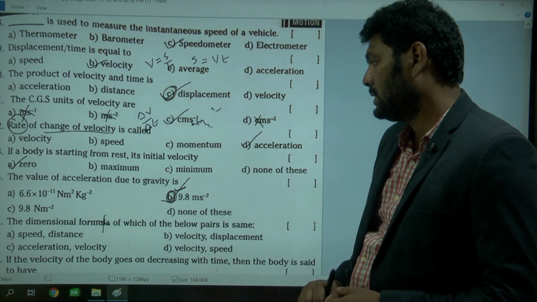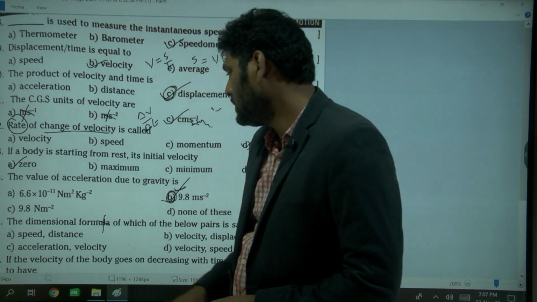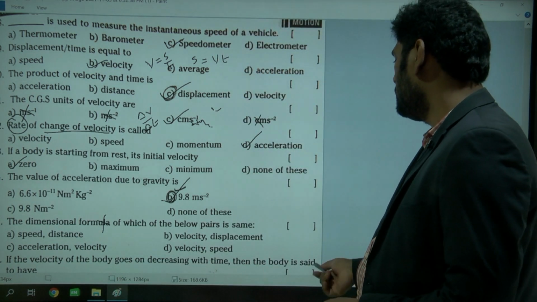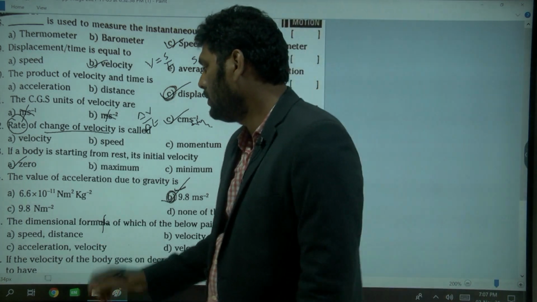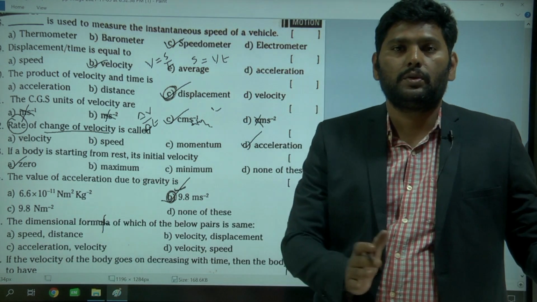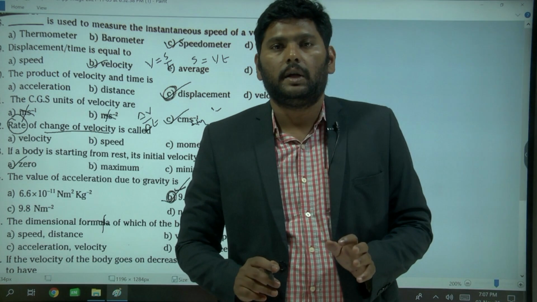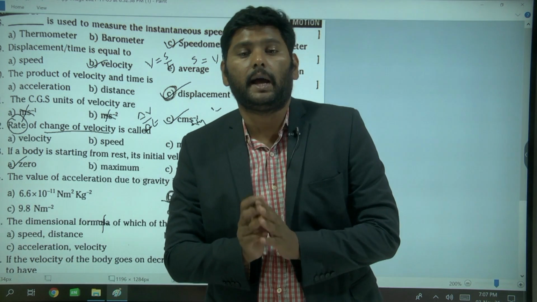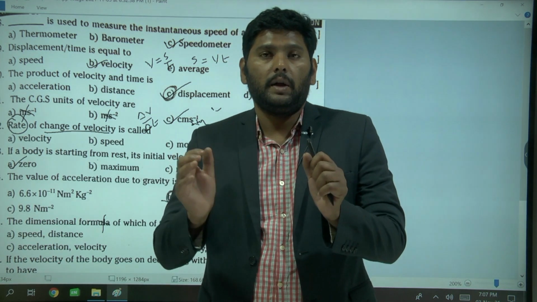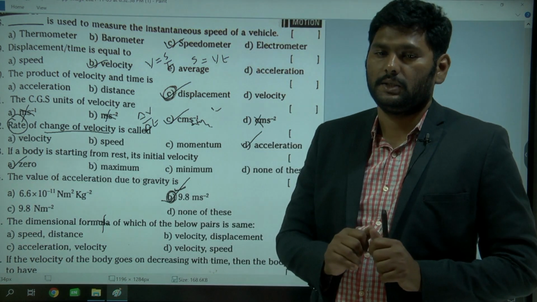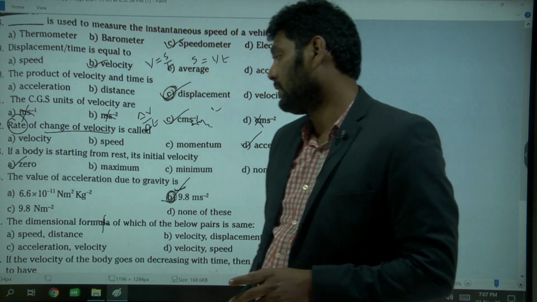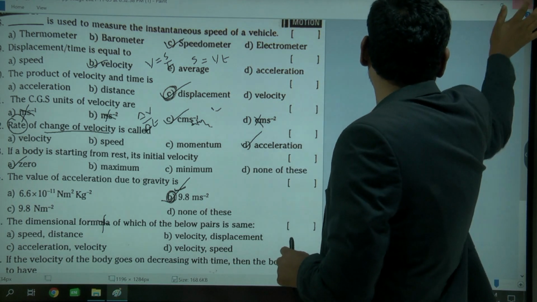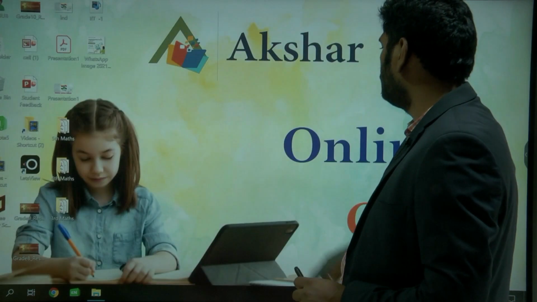Let's go for 26. If the velocity of the body goes on decreasing with time, then the body is said to have... Velocity keeps on decreasing. Generally, when velocity keeps on increasing, we call that acceleration. When it keeps on decreasing, that is called deceleration. So the answer for this 26 is deceleration. Next, let's go for the other thing.